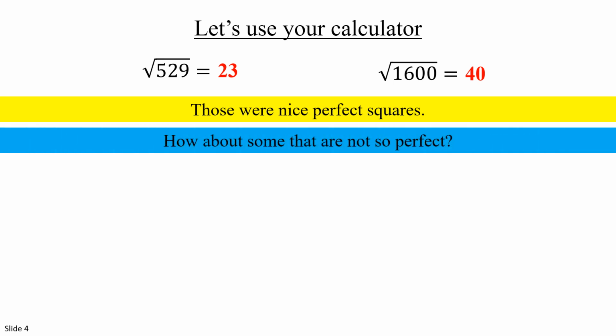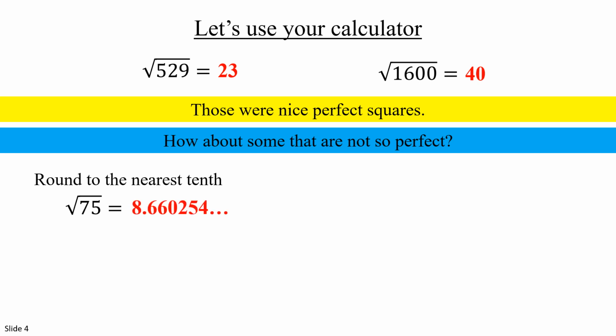How about some that aren't so perfect? Such as square root 75, round to the nearest tenth. Now some calculators will give it to you in root form, reduced root form, but we're doing decimals. We want to round to the nearest tenth. So root 75 is 8.660254, and it continues on. Rounding to the nearest tenth gives us 8.7.